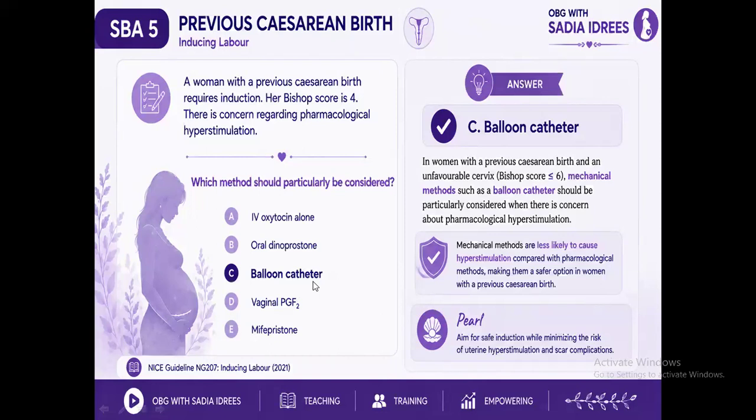And look at this stem. It practically hands you the clue. Previous cesarean plus Bishop 4 plus concern about pharmacological hyperstimulation. The examiner is steering you towards a mechanical cervical ripening method. But please don't walk out of this lecture saying previous cesarean always means balloon. No, the actual clinical decision is individualized, involving the indication for induction, cervical status, previous uterine surgery, maternal preference, and local protocol. That distinction separates memorization from understanding.